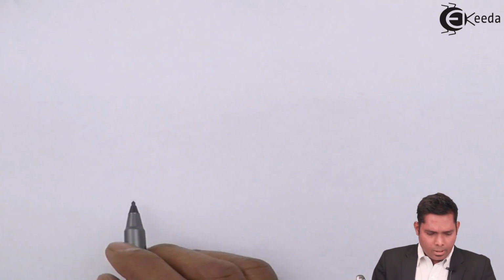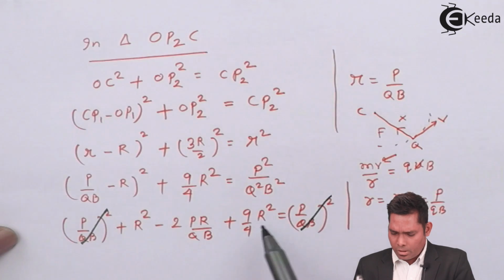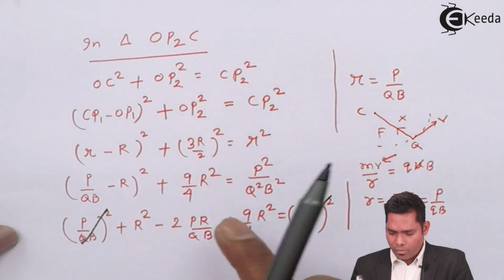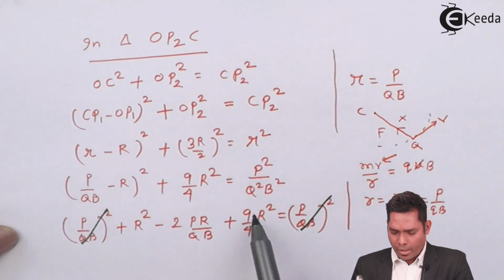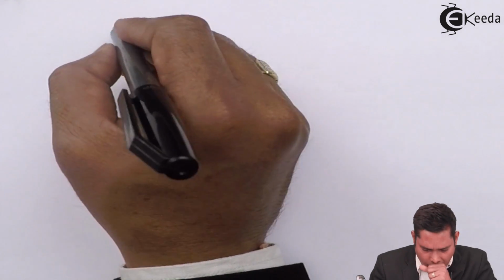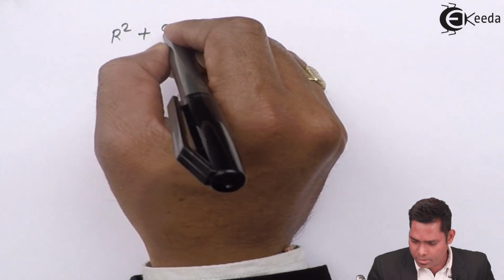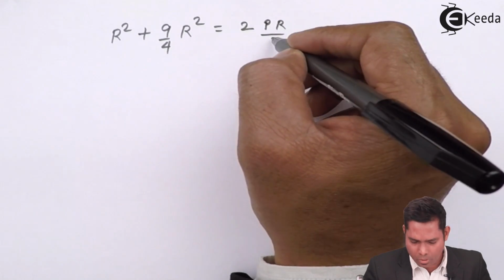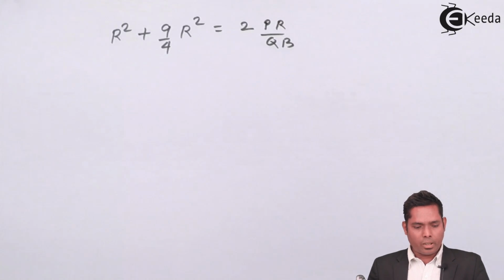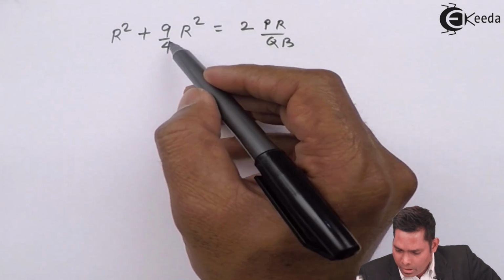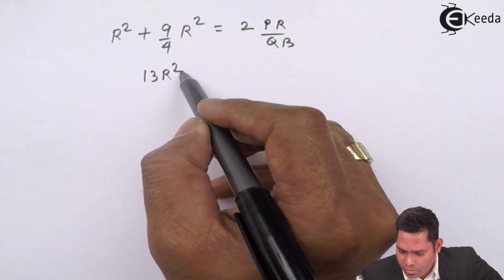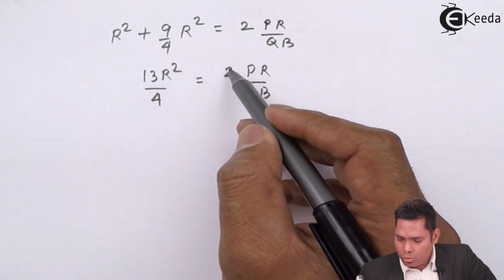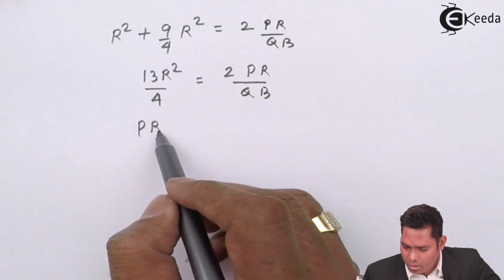So we will write this expression as we have seen, that cancelling these two, I will just shift this towards right and these two will add up. When I add up these two, I will get r square plus 9 by 4 r square becomes 2 pr over qb. This is the expression that I am going to get. And from here, this is 4 plus 9, 13. 13 r square divided by 4 becomes 2 pr divided by qb. This 2 comes down, so this will become pr over qb.